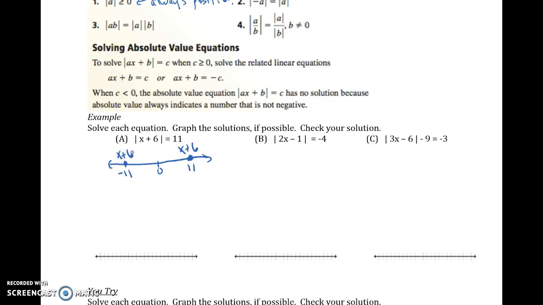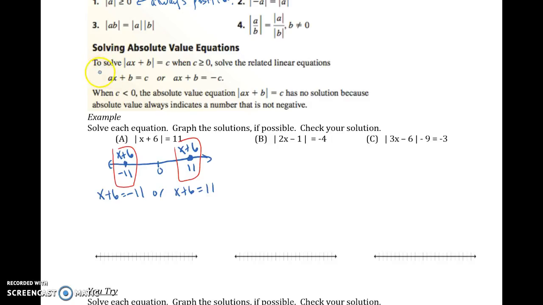But we don't know exactly which way it went, right? We don't know if it went to the right or to the left, so we want to use both possibilities. So these two become the two equations I need to solve. So x plus 6 is equal to negative 11, or x plus 6 is equal to positive 11.